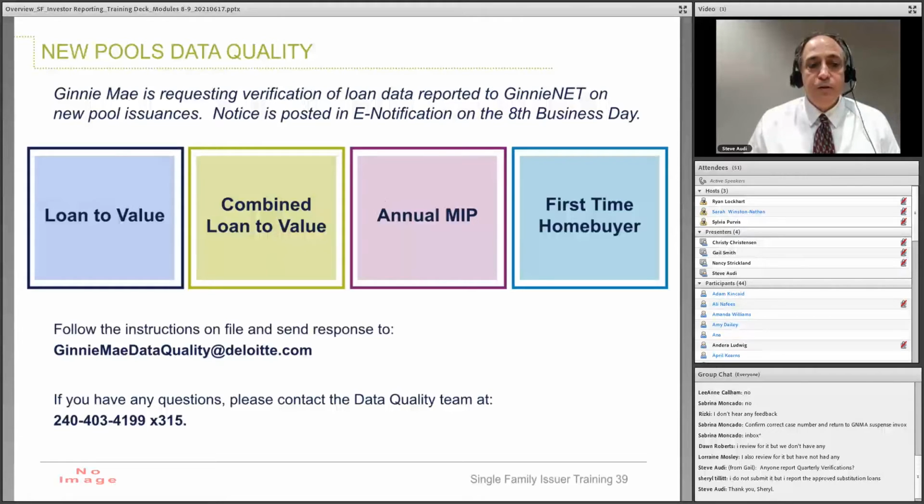Now we do look at data quality, and we send out lists of loans that should be reviewed for data quality issues, and there's a phone number there. If you have data quality issues, you can contact that phone number or that email address there, Ginnie Mae Data Quality at Deloitte.com. Has anyone ever received, raise your hand if you've received an e-notification for new pools data quality?